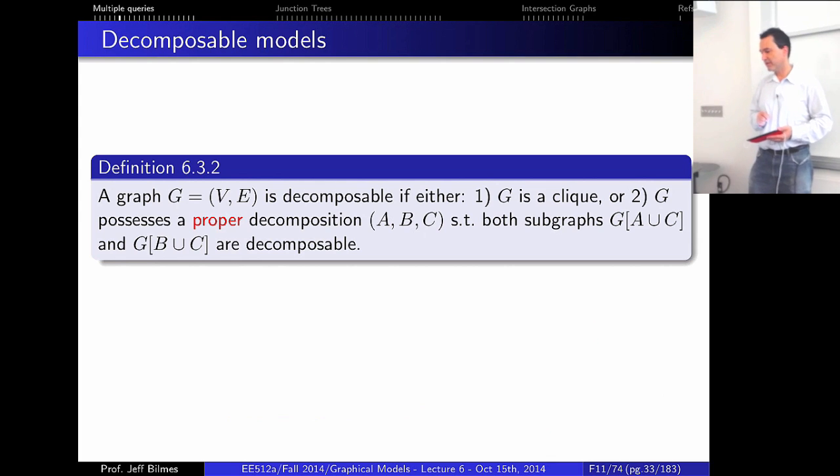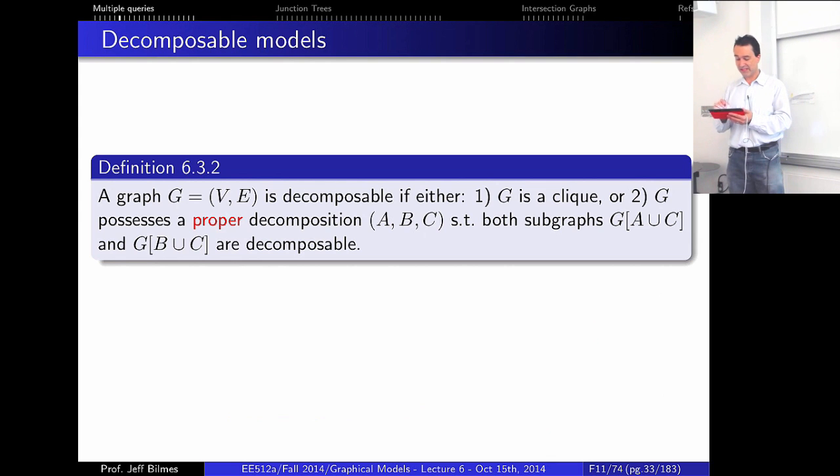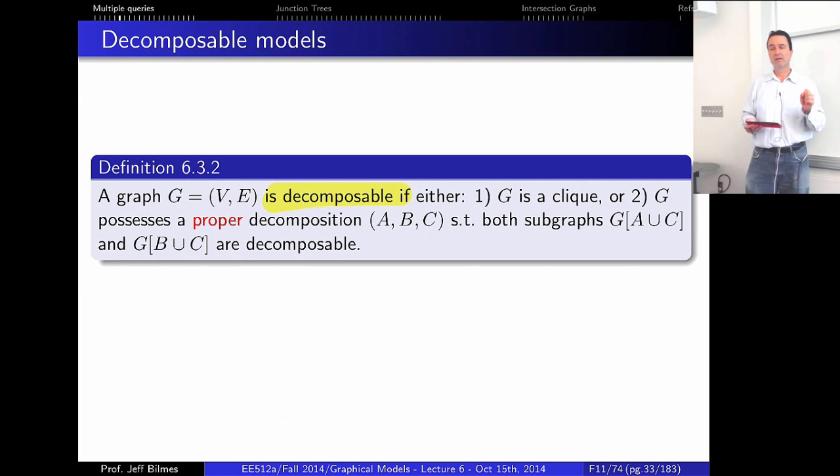So now, this is the definition of a decomposable model. Basically a model, or sorry, a graph. This is really a graph theoretical property. A decomposable model is either a clique, or there exists a proper decomposition A, B, C such that both the subgraph induced by A and C and by B and C are decomposable. So it's a recursive definition. It essentially creates a tree.